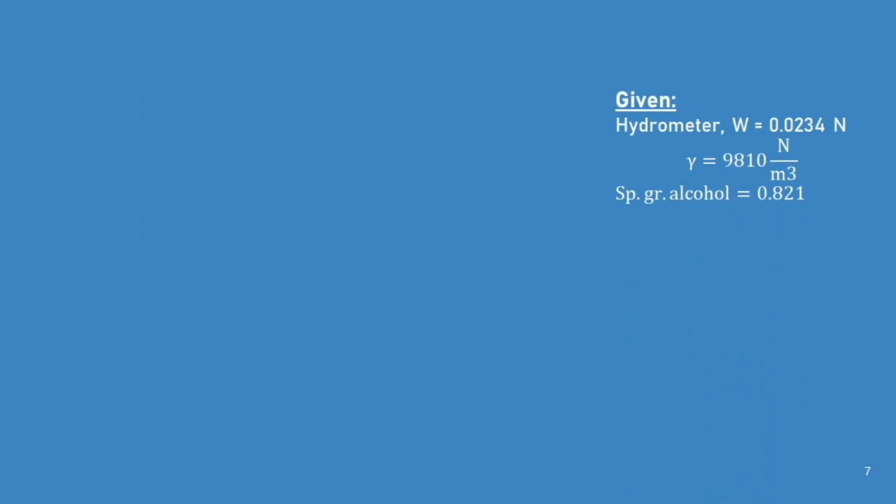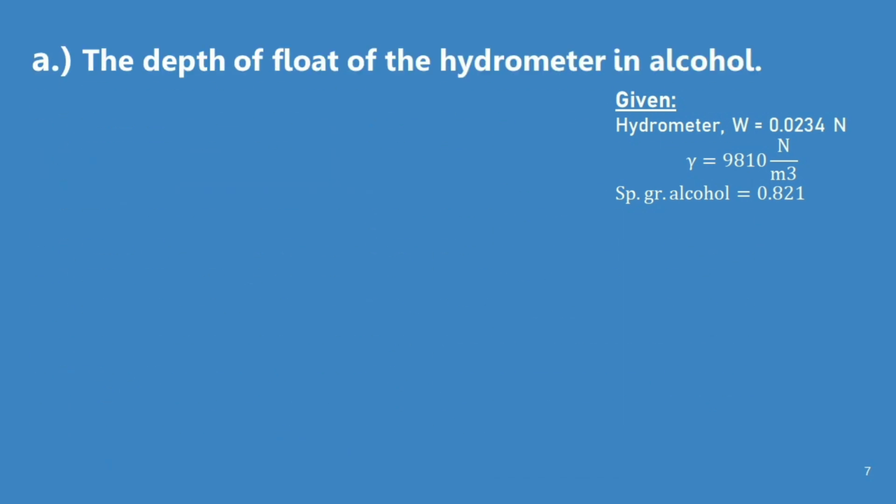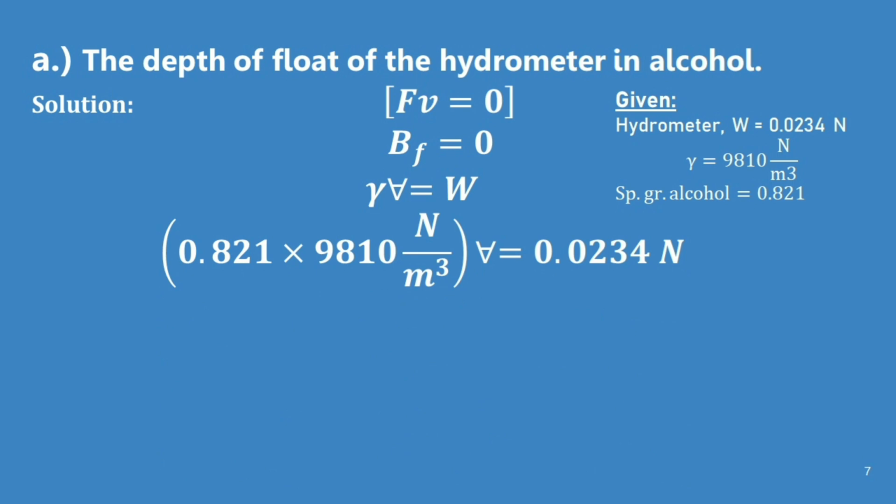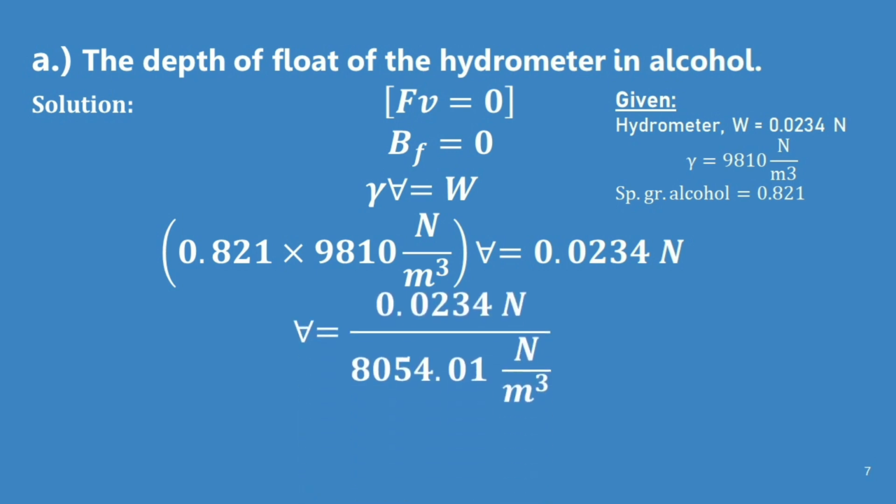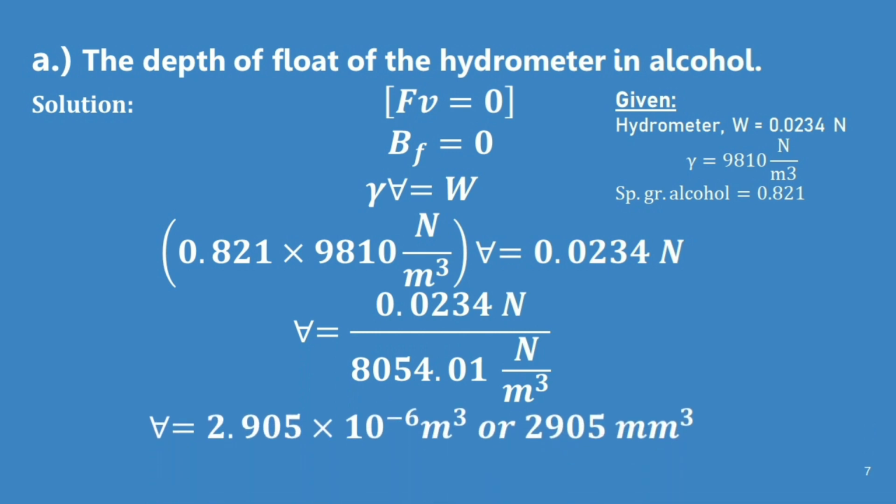First, we are given the hydrometer's weight, the specific weight, and the specific gravity of alcohol. We are now going to find the depth of float of the hydrometer in alcohol. Using the buoyancy formula, according to the definition, the buoyant force is equivalent to the weight of the object, where the buoyant force itself is equal to the specific weight of the liquid multiplied by the volume displaced. Substituting all the given to the formula, we acquire a volume displaced of the hydrometer in alcohol of 2,905 cubic millimeters.